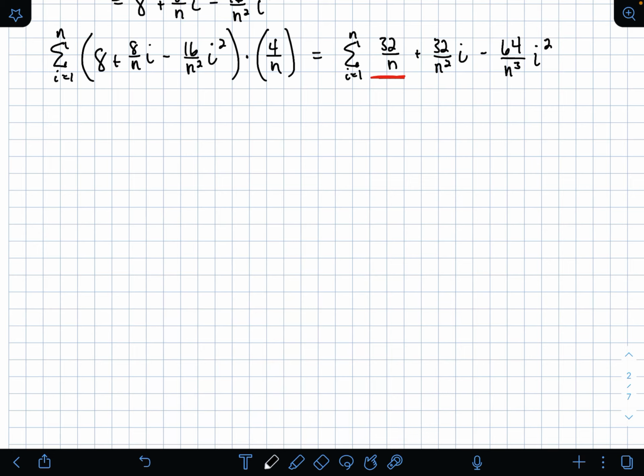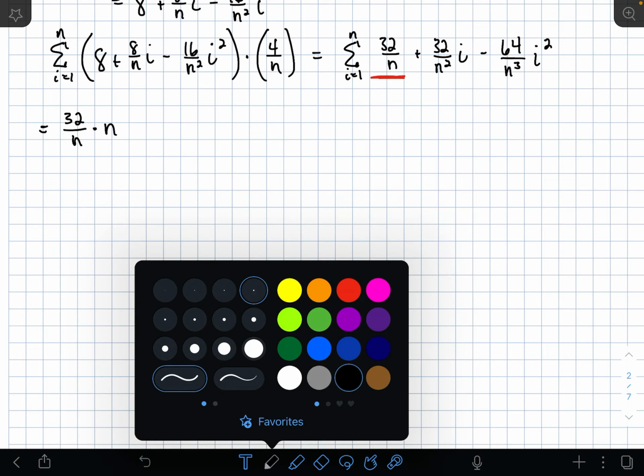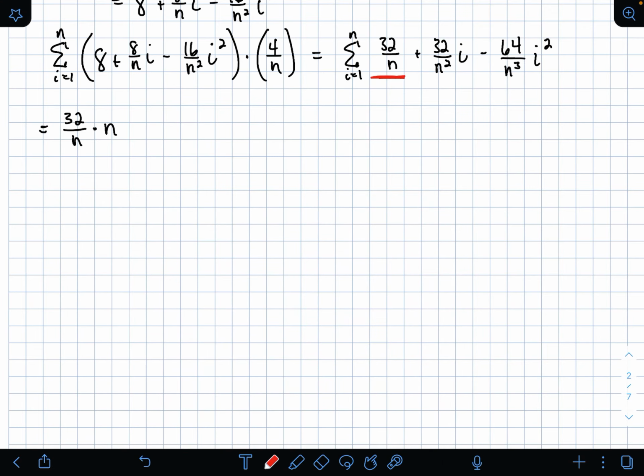So our formula for the sum of a constant is that constant times n. In the second term, the 32 over n squared is again a constant. It is a constant multiple of the I.